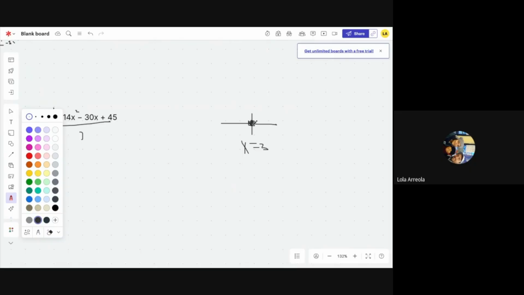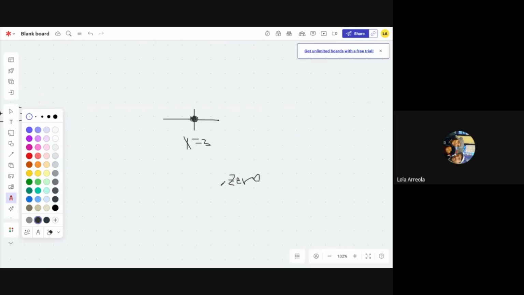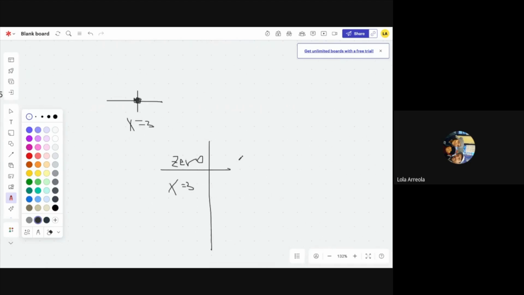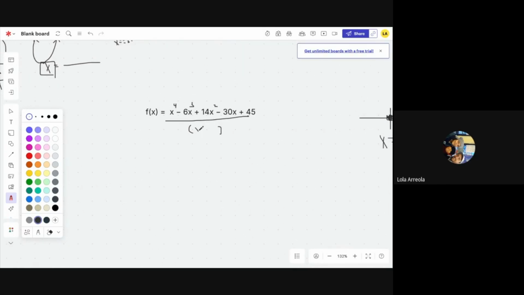I identified a 0. Any 0 is going to be a factor of the polynomial. So at x equals 3, I have a real 0, and that 0 is a factor of x minus 3. So what that means is that I can go ahead and divide this by x minus 3, and watch, you're going to see that I'm going to be able to reduce this using synthetic division.